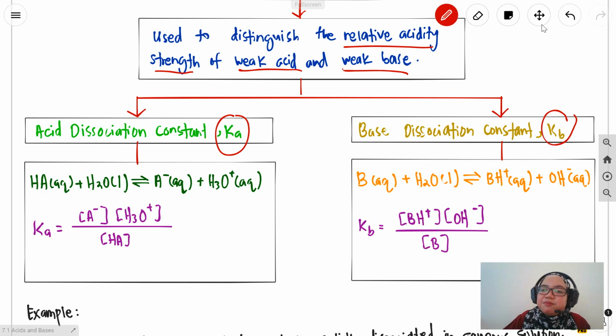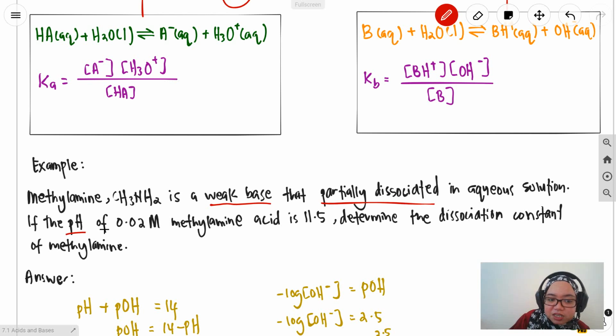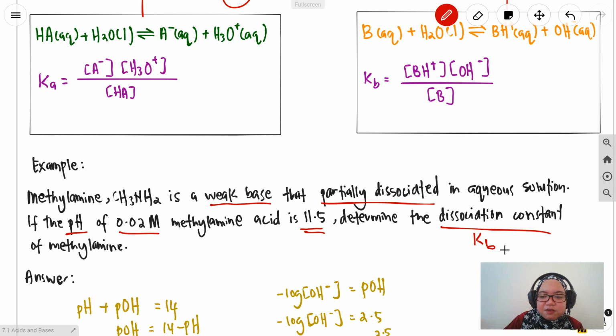Okay, so for example here, we have this question. It says that methylamine, CH3NH2, is a weak base that partially dissociates in aqueous solution. So if the pH of 0.02 molar methylamine is 11.5, determine the dissociation constant of methylamine. So dissociation constant ni in terms of base kan. So nak apa ni? Kb, betul? First step, apa kita kena buat? Dia bagi kita pH, betul tak?